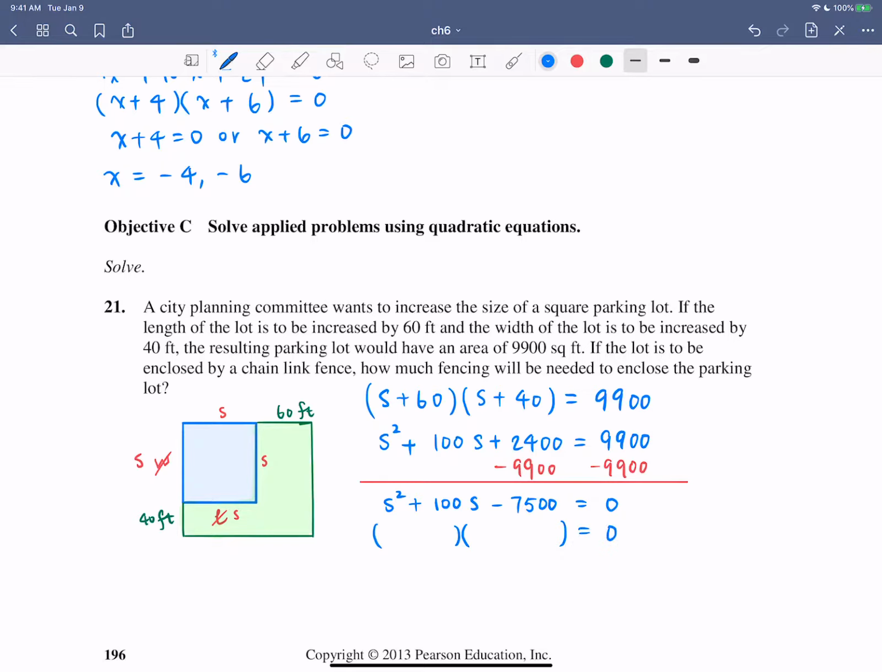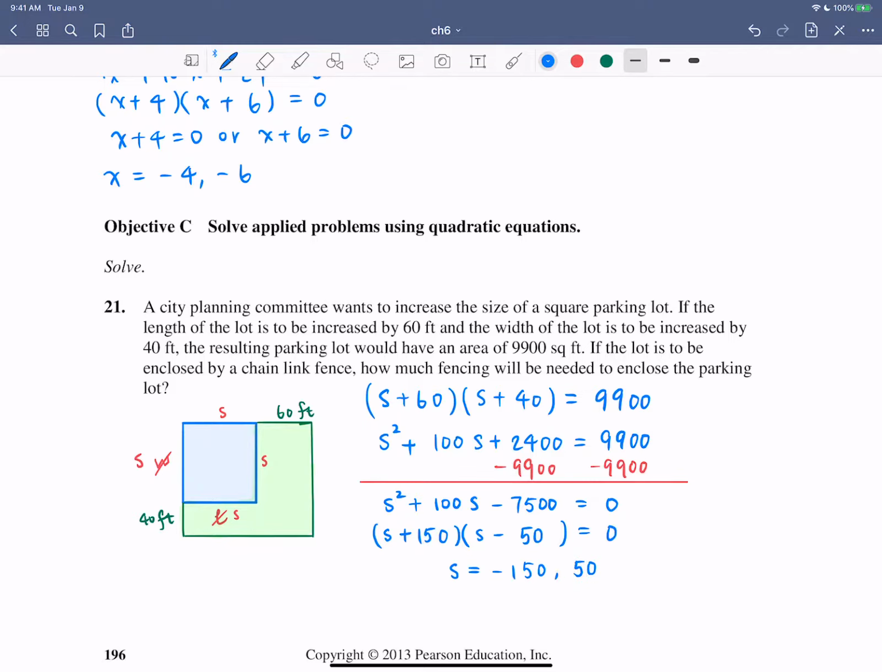On the left hand side, write the factored form, put the s, and then think of two numbers such that when you multiply, you get negative 7500, and when you add them, you get 100, by doing the cross multiplication. I didn't write the table, but if you do the table, you will get the same idea. The two numbers that will work are positive 150 and negative 50. Solve for each of them, you will get two solutions. S could be negative 150 or positive 50.